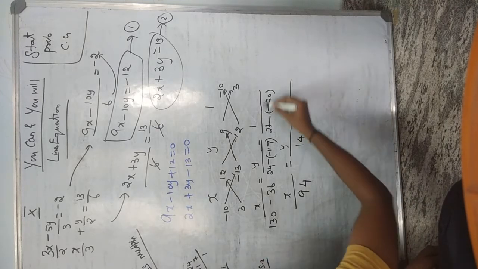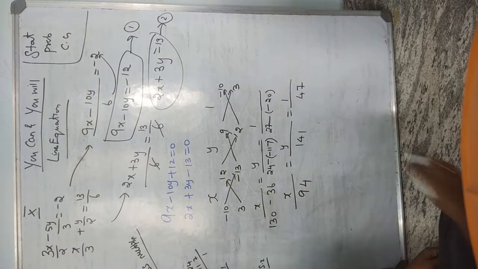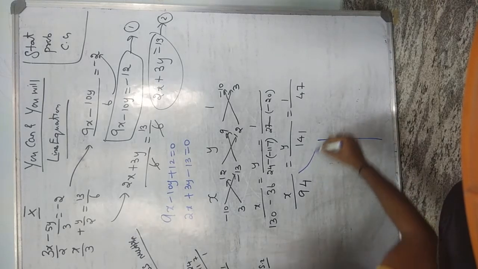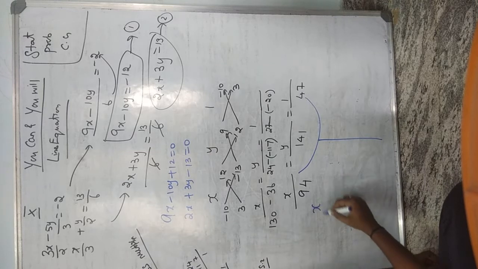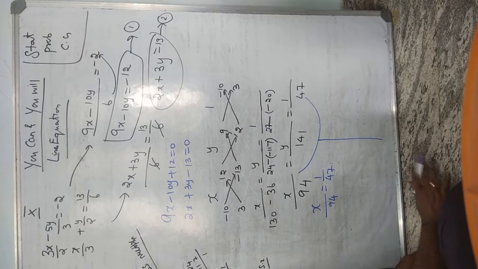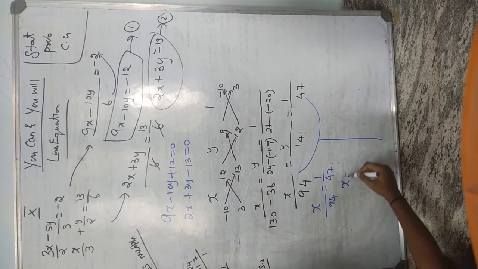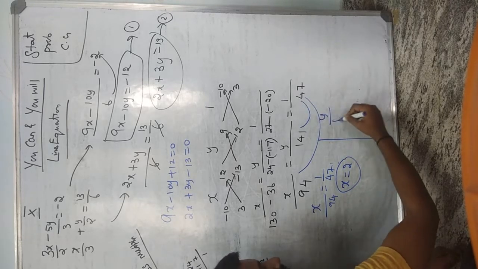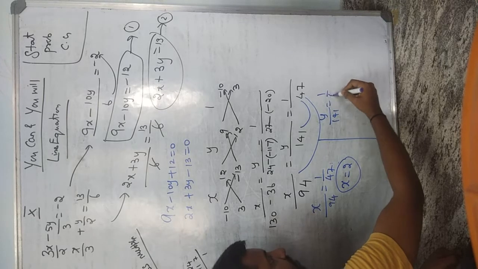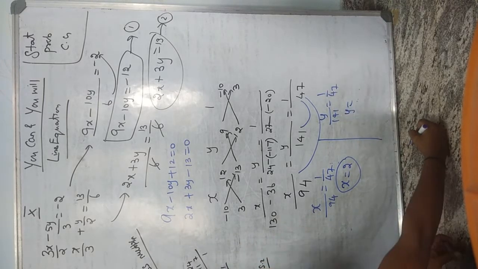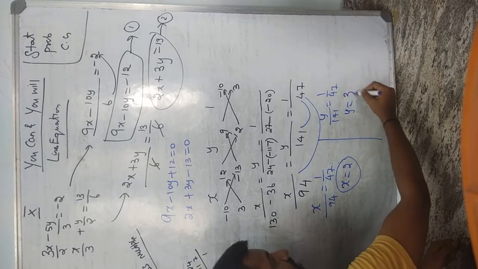1 upon 27 plus 20, 47. Now I have to equate, as I said earlier, the first and the last. So x upon 94 equals 1 upon 47, so x equals 94 upon 47. Y upon 141 equals 1 upon 47, so y equals 141 upon 47.